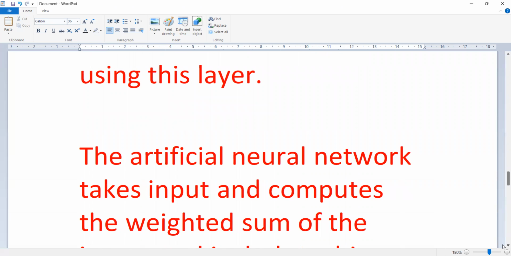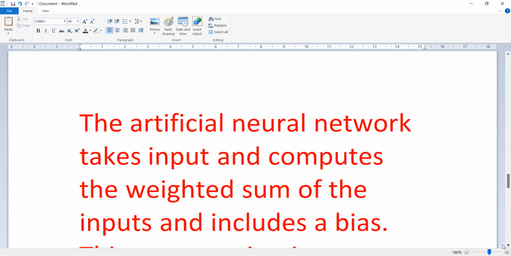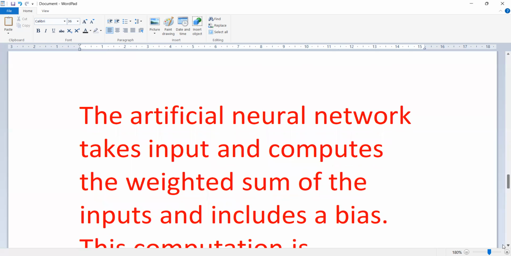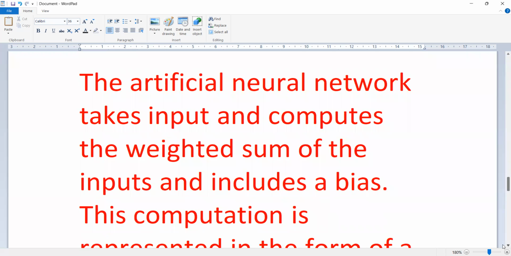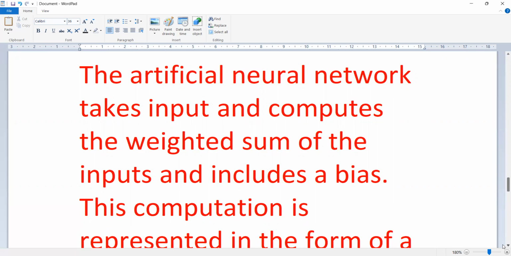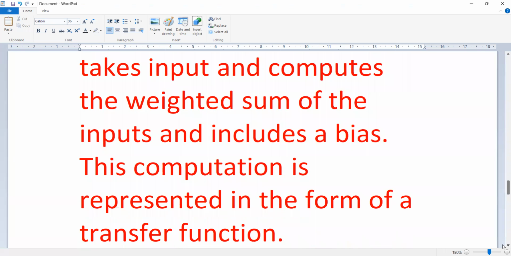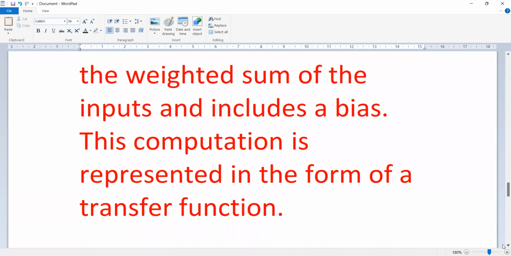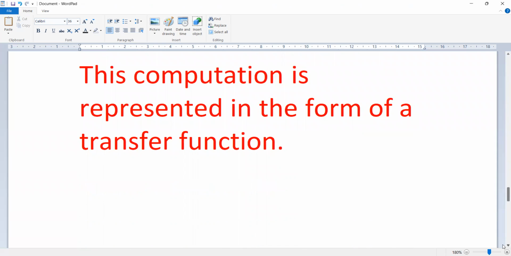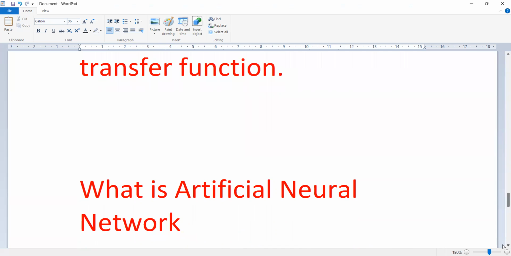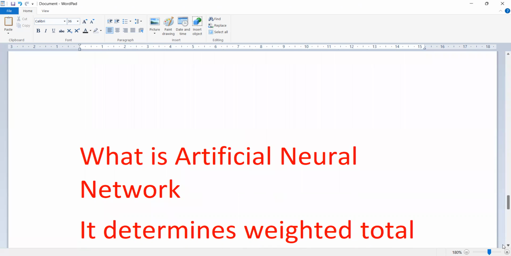The artificial neural network takes input and computes the weighted sum of the inputs, and includes a bias. This computation is represented in the form of a transfer function, that is, in the weighted form of a function.